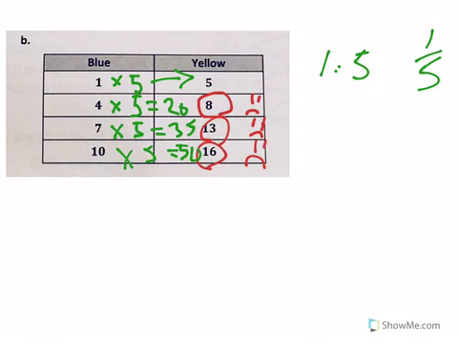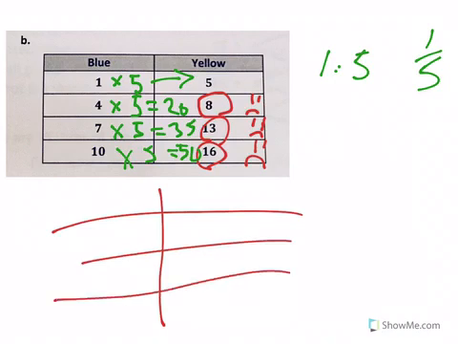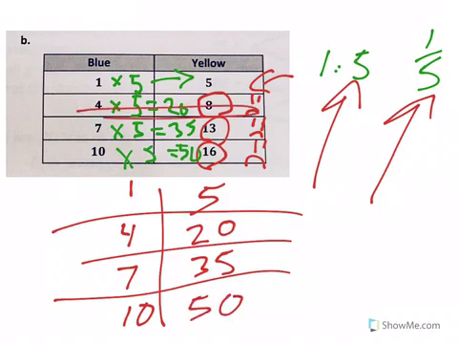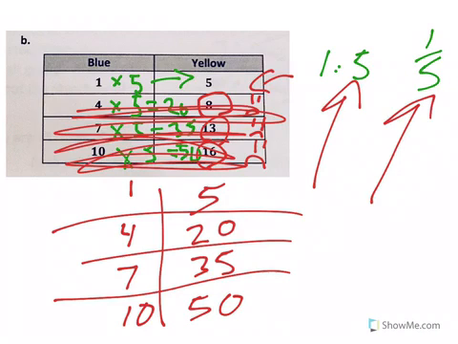So if I asked you to correct this table, could you do it? I think you could. Let's do it together. We're going to keep these numbers the same, these values of blue, 1, 4, 7, and 10. But we know it should be times 5. So 1 times 5 is 5. That was correct. That's how we got our original ratio and the value of that ratio. 4 times 5 would be 20. 7 times 5 would be 35. And 10 times 5 would be 50. So we could easily correct that mistake by doing that.